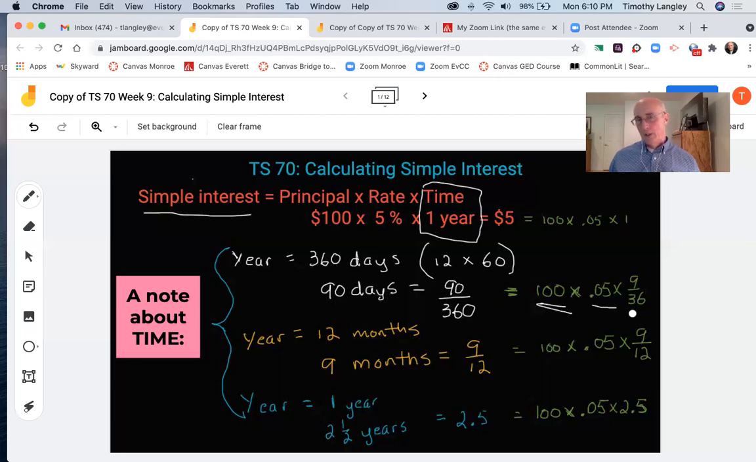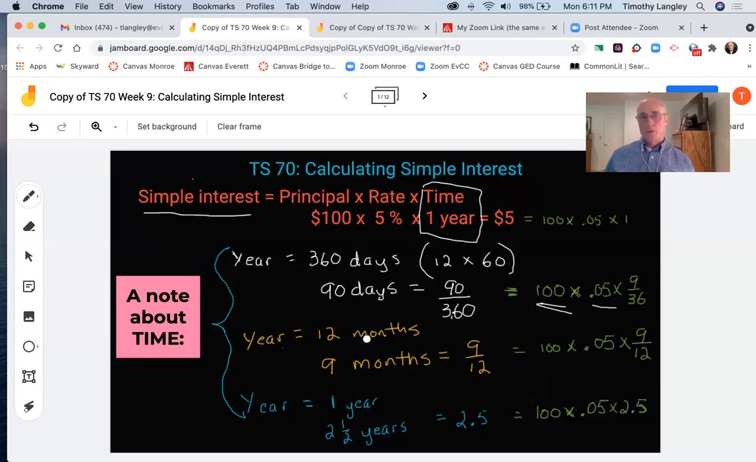Which actually reduces down to 1/4, which is 0.25, just so you know, because 9 goes into 36 4 times. So it could reduce even more if you're kind of thinking ahead of me. But anyway, that's what we're going to do. We're going to convert days into days over 360.